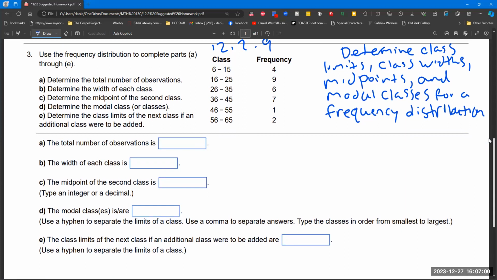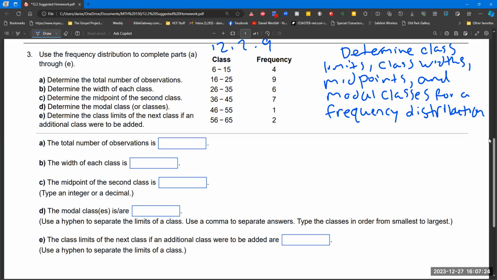class frequency distribution here. And what I mean by class frequency is that the data is not given to us as individual data points. It is grouped into these classes that have a lower bound and an upper bound. So for the total number of observations in our sample, we're going to add these frequencies together.